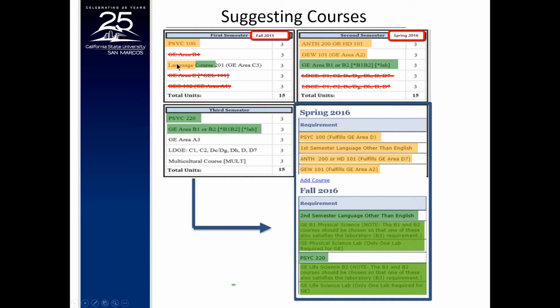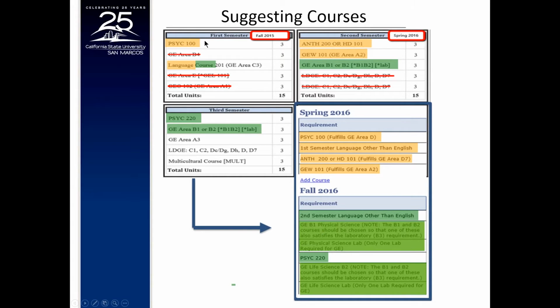Then it goes down the row to, oh, this one's already taken. This one's already taken. What's the next in priority? This line. Has she taken it? No. Has it been planned? No. So that's why it comes in third. It goes to the next one. GEW 101 shows up next. Then it has to stop because it tries to fill up 15 units, but no more. So when it's filled up as close as possible to 15 units, then it goes to the next term.